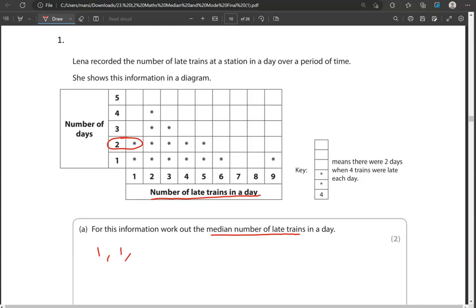How many 2s? That is 4. So 2 and 2 and 2 and 2. So in 4 days there were 2 trains late. 3 trains were late on 3 days. So you can do 3, 3, 3. 4 trains were late on 2 days. So 4 and 4. That is 5 and 5. 6, no 7 or 8. And then we have 9.